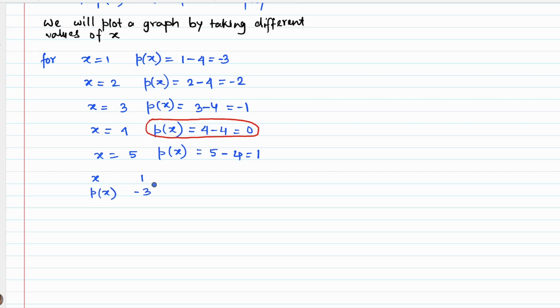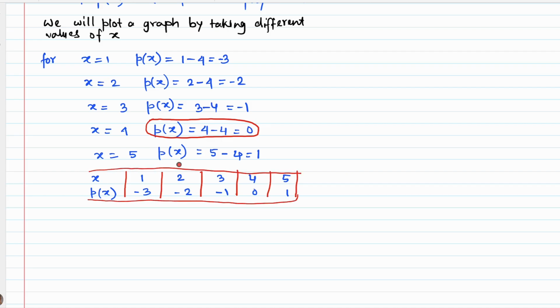So let's tabulate it to make it easier. So we have x equal to 1, 2, 3, 4 and 5, and the corresponding values of p(x) are minus 3, minus 2, minus 1, 0 and 1.